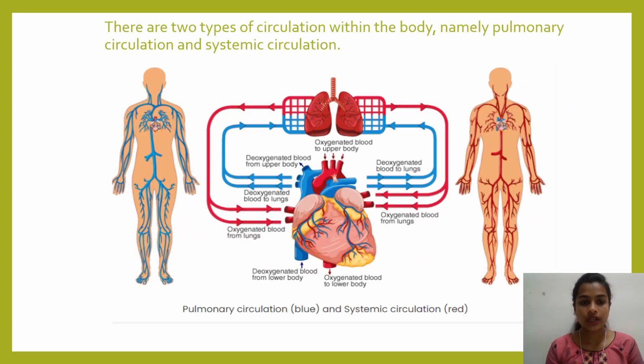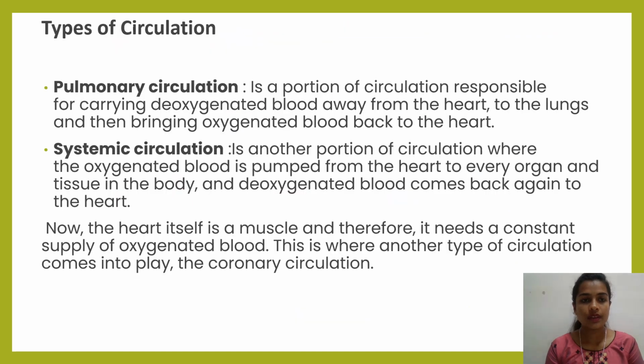There are two types of circulation within the body, namely pulmonary circulation and systemic circulation. Pulmonary circulation is a portion of circulation responsible for carrying deoxygenated blood away from the heart to the lungs and then bringing oxygenated blood back to the heart. Systemic circulation is another portion of circulation where the oxygenated blood is pumped from the heart to every organ and tissue in the body, and deoxygenated blood comes back again to the heart.